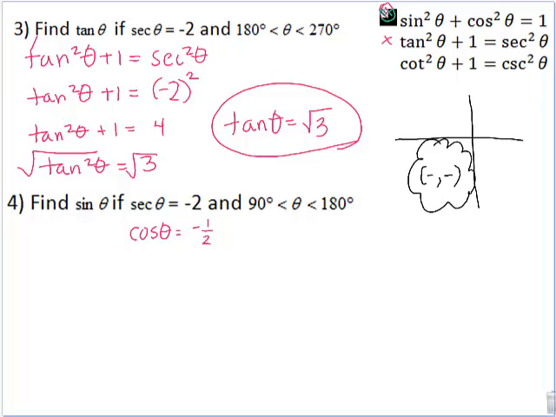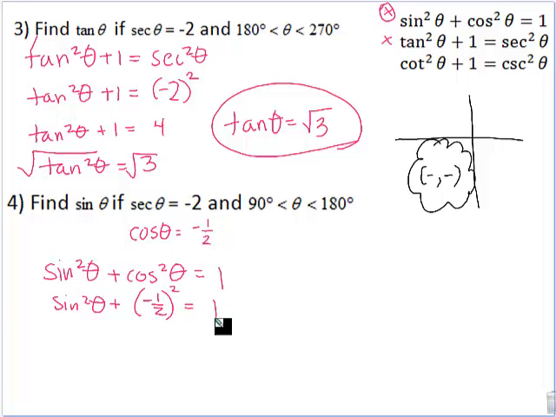Did that make sense, how we went through and decided which one would be the best to use? Okay, so once again, we knew secant so we could find tangent, but that doesn't directly give us sine, so we won't use that one. Instead, we'll think since we have secant, we also know cosine because they're reciprocals. If we have cosine, we can find sine. So, sine squared of theta plus cosine squared of theta equals 1. And we know cosine squared. So sine squared of theta plus negative 1/2 squared is equal to 1.